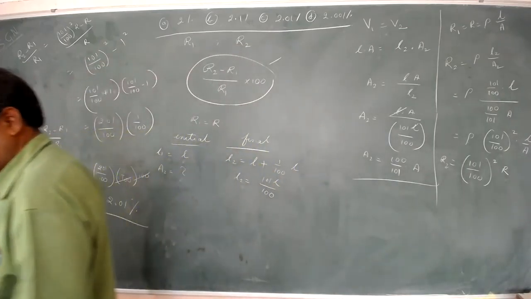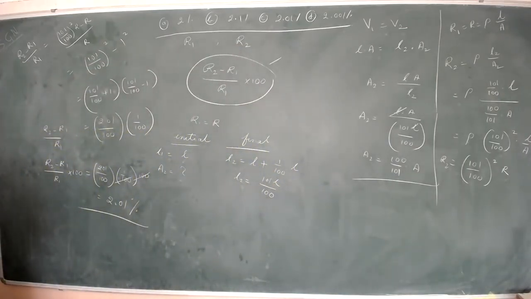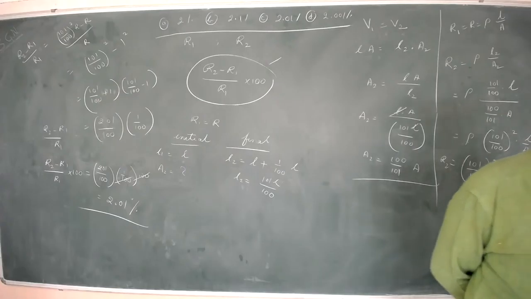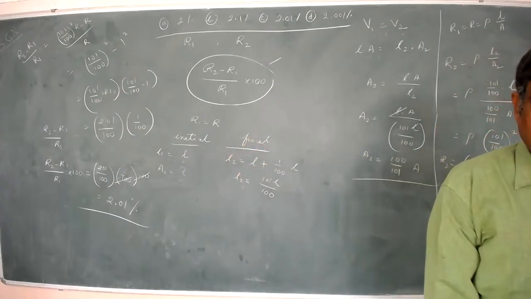When the area of cross section decreases, will the resistance increase or decrease? Increases. R is inversely proportional to A. So when the area of cross section decreases, resistance has to increase. So those are the steps. You apply them.